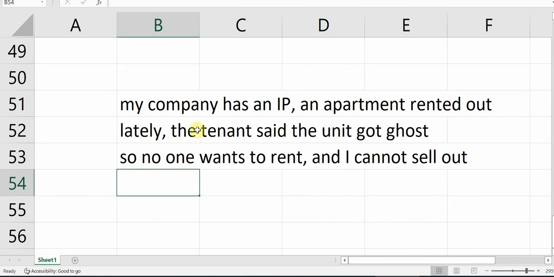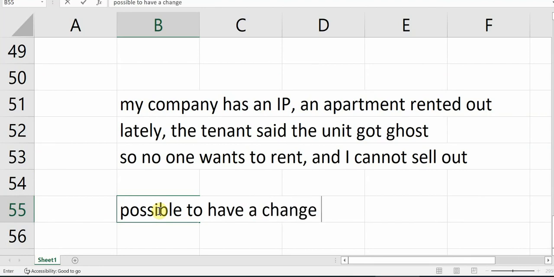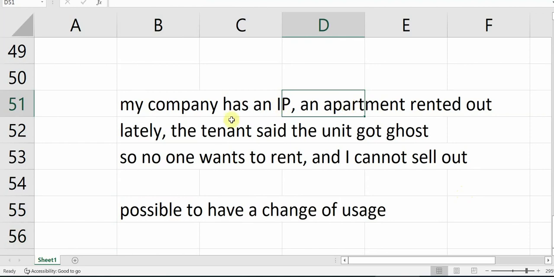So it is possible, and the moral of the story is that it's possible to have a change of usage. Remember how we differentiate PPE and investment property: it is the usage. If you use it for yourself, that is PPE. If you rent it out, it's investment property. So now this apartment could be reclassified from investment property to PPE if you use it for your own purposes.